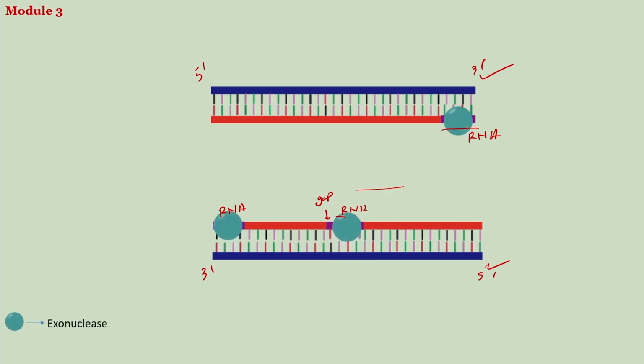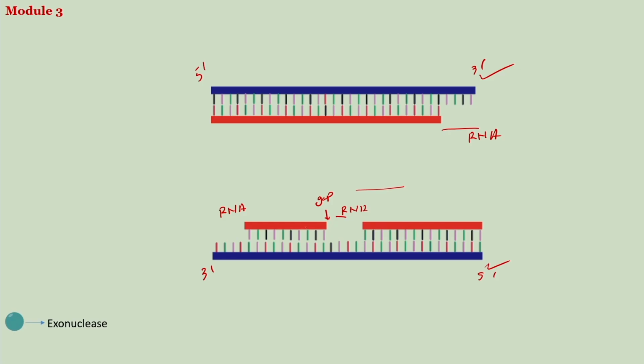You have to destroy the RNA, and that is done by the enzyme RNase. It is a kind of exonuclease. RNase is the enzyme in the family of exonuclease, and that will destroy the RNA. When the RNA is destroyed, that creates a gap here, a gap there, where the RNA was.